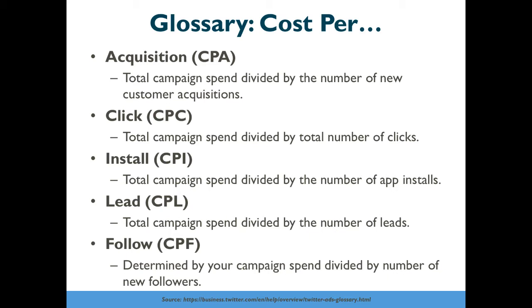Cost per lead, CPL, is the total amount you spend on your campaign divided by the number of leads. So that would be if you're just doing a campaign to generate leads, that's the cost structure you would use. And then CPF, cost per follow. So if you do a campaign just to get more followers on Twitter, you would take the amount you spent on that campaign and divide it by the number of new followers that you acquired during that campaign.